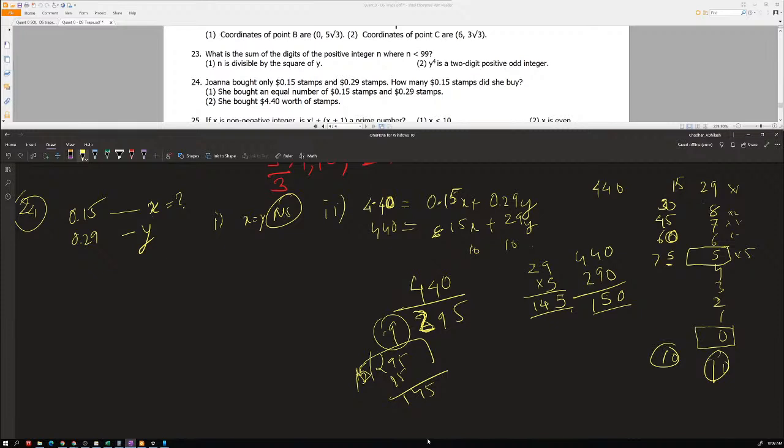Another value we can think about is when 29 is multiplied by 15, because the next round of 5 will come there. In that case, 290 plus 145 gives us 435. That means we are left with 5 short of 440, so that is not possible. So basically only one value, which is 10, is satisfying it, so we have to go for answer B.